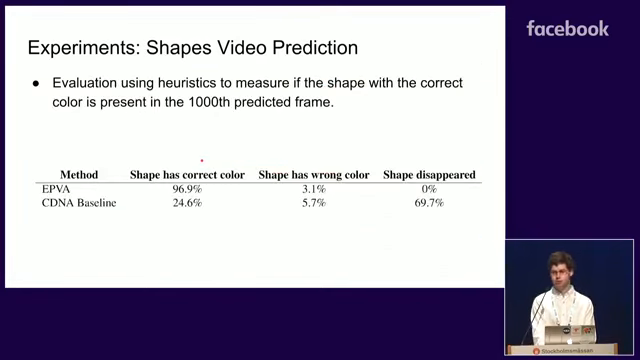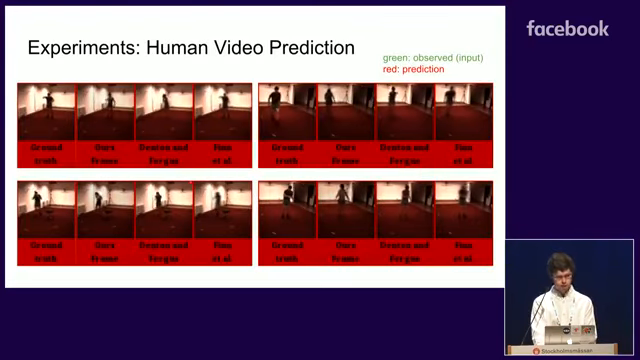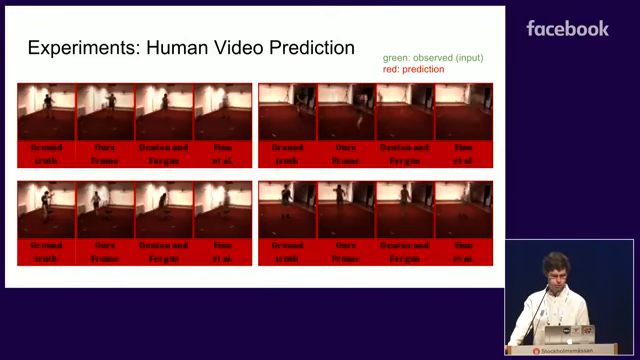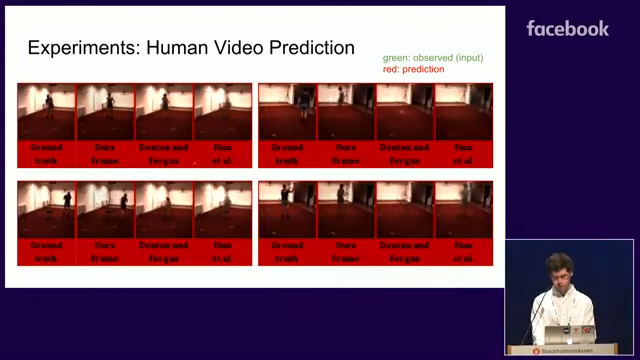To measure this quantitatively, we create some simple heuristics to measure if the shape with the correct color is present in our last frame. We find that in ours that happens about 97% of the time, whereas in the baseline it happens about 25% of the time. On the Humans 3.6M data set, we find that ours can produce sharp predictions for our adversarial method about 20 seconds into the future, while the baseline methods usually disappear or blur out over time.